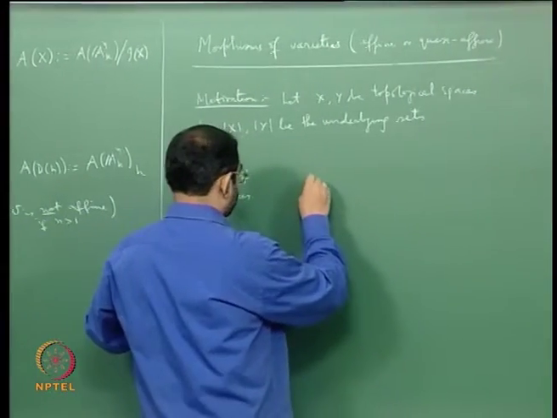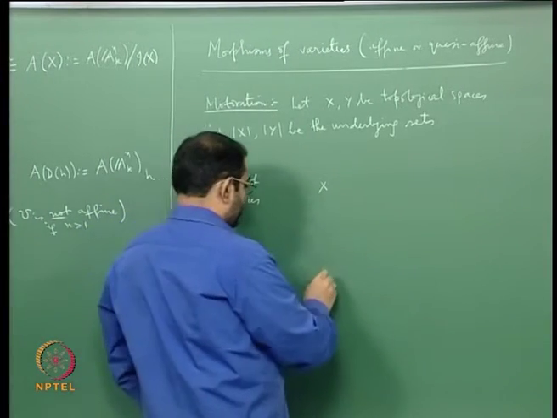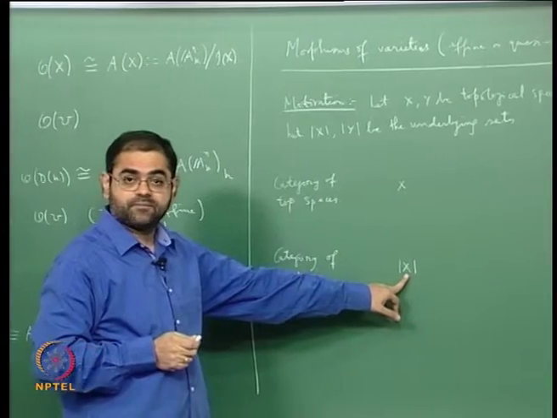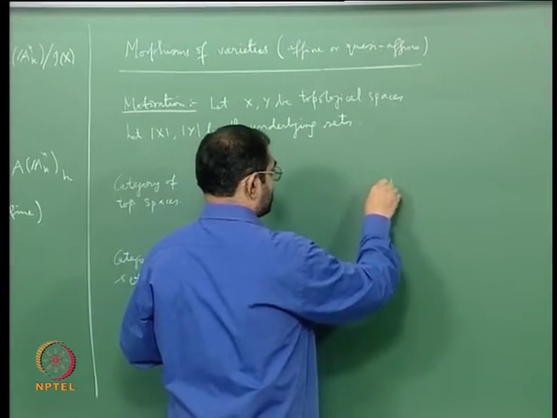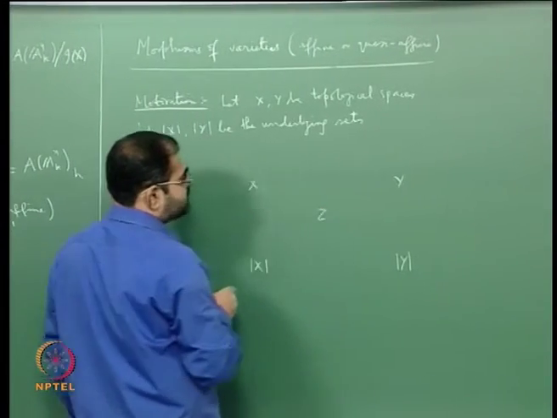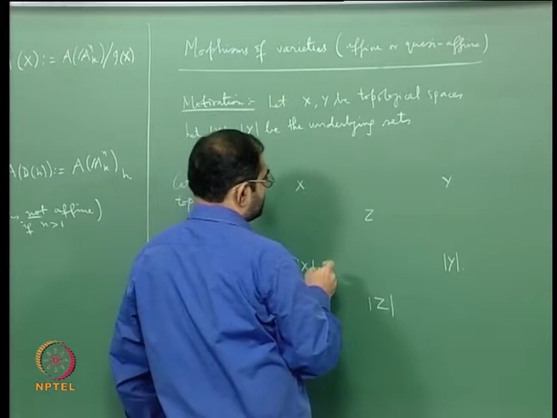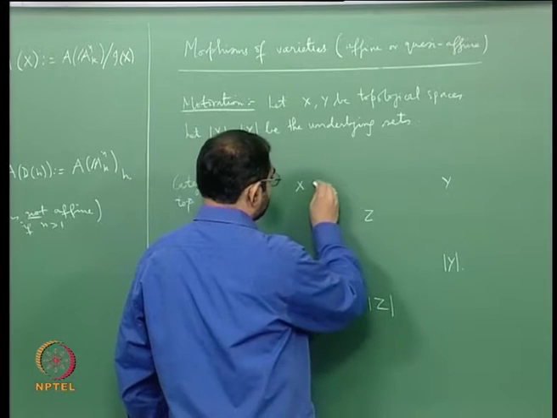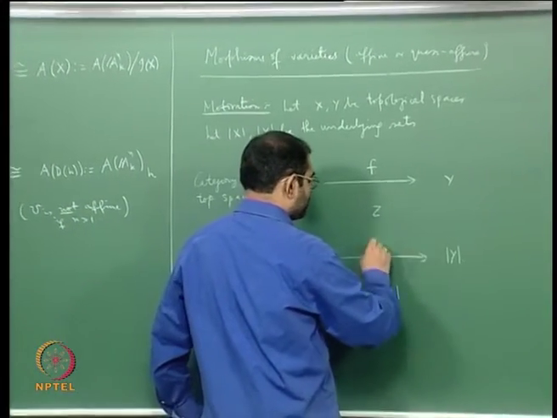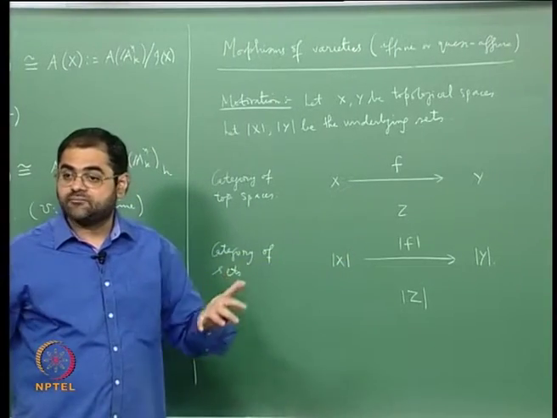If you take the topological space X, then I have the corresponding underlying set |X|. If you give me the topological space Y, I have the underlying set |Y|, and for another topological space Z, I get the set |Z|. Now if you give me a map f from X to Y of topological spaces, then I get the map |f| from |X| to |Y|, and the point about |f| is that I have forgotten the continuity of f.